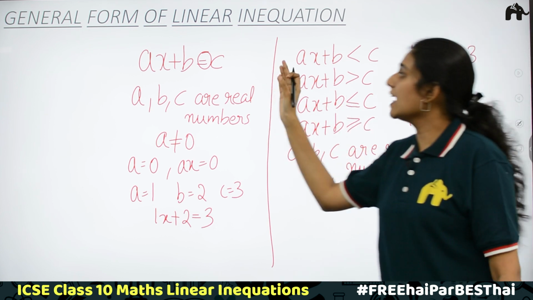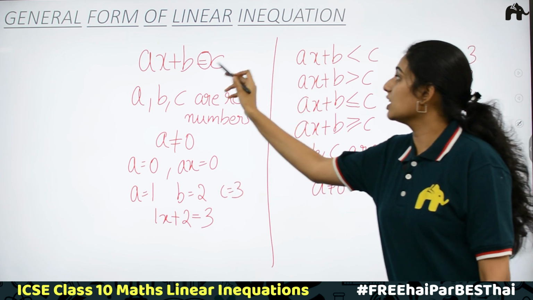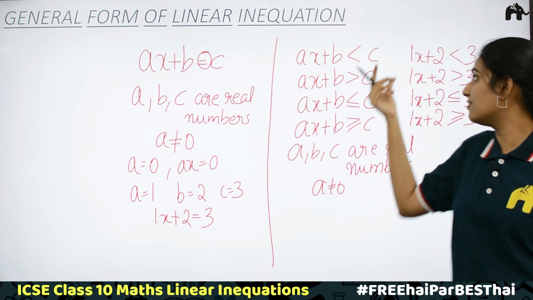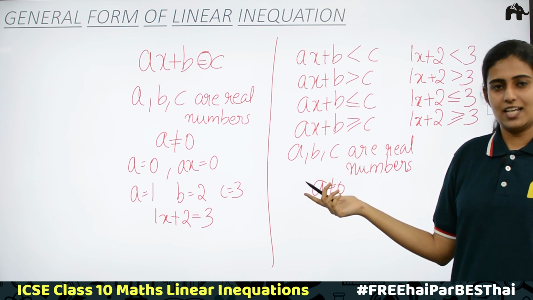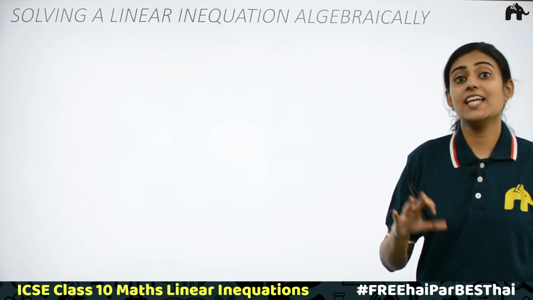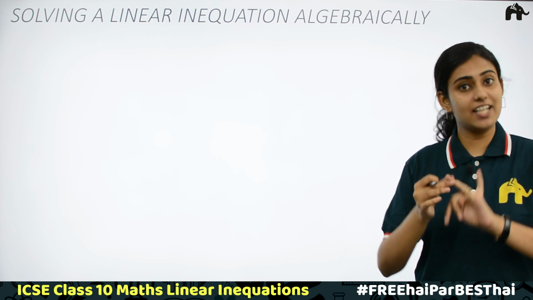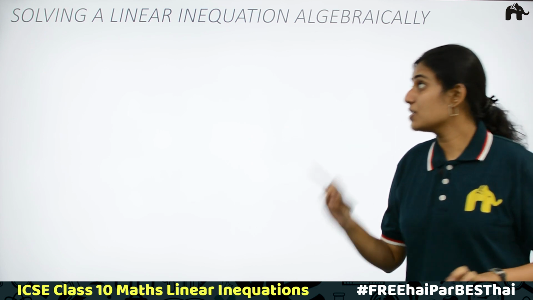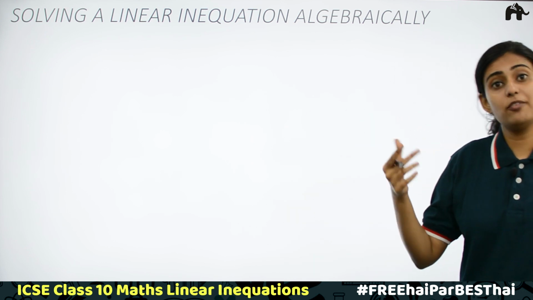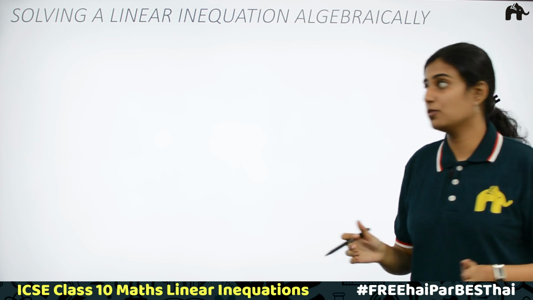If you know the general form of linear equation and the conditions, just need to replace this equal to with the different inequalities. You will get the general form of linear inequations. Clear? By now we know what linear inequations are. We know the 4 inequalities: less than, greater than, less than or equal to, greater than or equal to. To solve this linear inequation, you have to follow certain rules. Let's see what the rules are. We have 6 different rules.